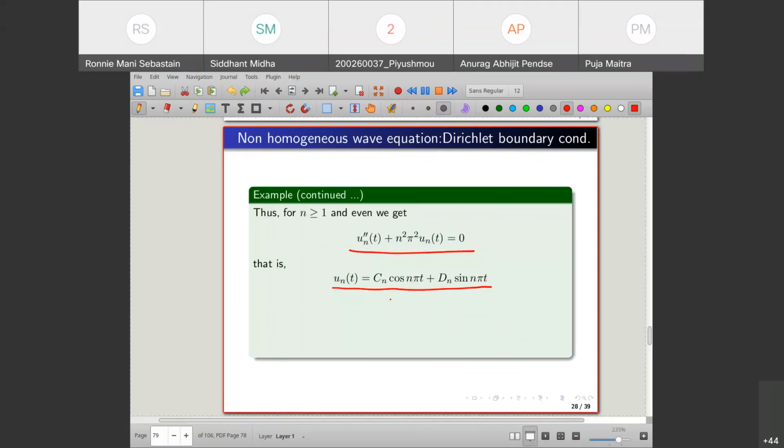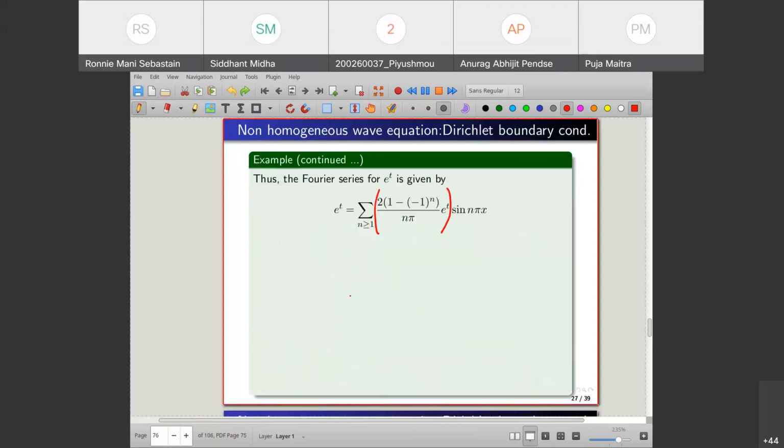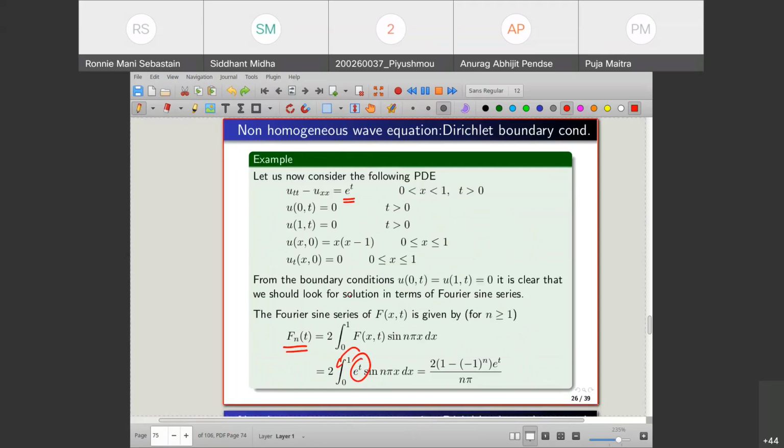Okay, but we also know what the initial conditions have to be. So the initial conditions, remember, are going to be given by the Fourier coefficients of these two functions. So Zn(0) is going to be the nth Fourier coefficient of this function, and Zn'(0) is going to be the nth Fourier coefficient of this function, right?